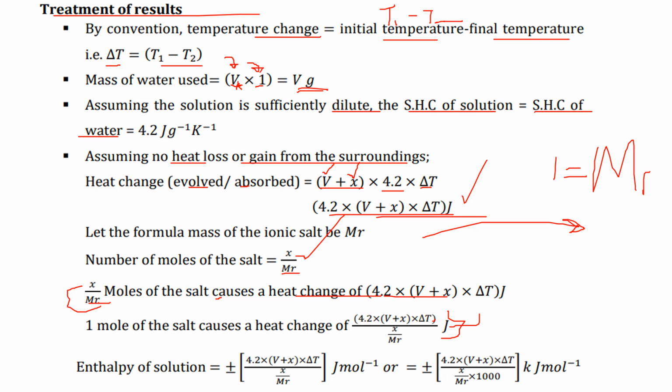Or someone can easily convert this MR and remain with X in the denominator. You take MR up, which is the molecular mass. So enthalpy of solution is going to be equal to the enthalpy change. It can either be positive or negative, in joules per mole. Or for us to convert this joules per mole, we divide through by 1000 so that we remain with this expression. And this expression is what is going to give us enthalpy of solution.